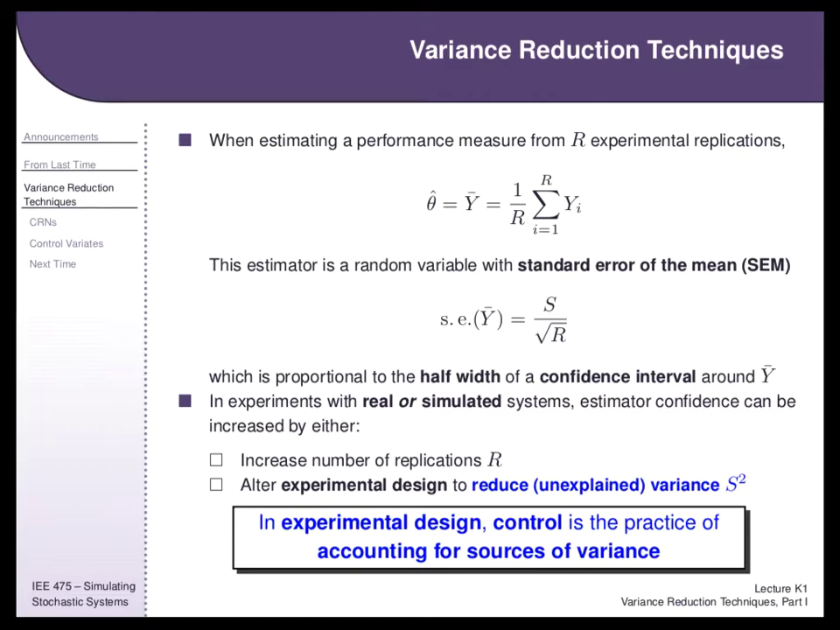When you first learn about the scientific method in 4th grade or 3rd grade or whatever it is now, they talk about how you need a control for your experiments. They'll say I have a treatment group and a control group. And so you say, but what is control? In statistics, control is the practice of accounting for sources of variance.